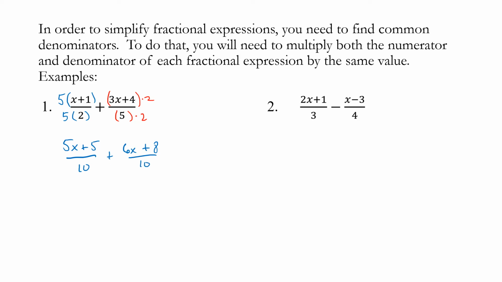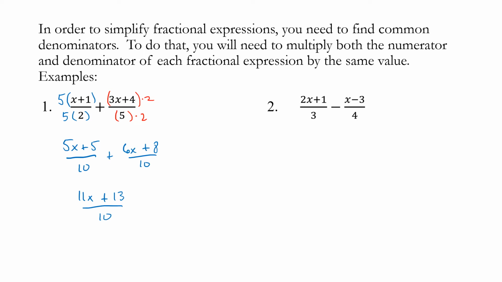Now when I'm combining like terms, I have the 5x plus the 6x, which is 11x, and I have the 5 plus the 8, which gets me 13. And that's all over 10. So (x + 1) over 2 plus (3x + 4) over 5 simplifies to (11x + 13) over 10.